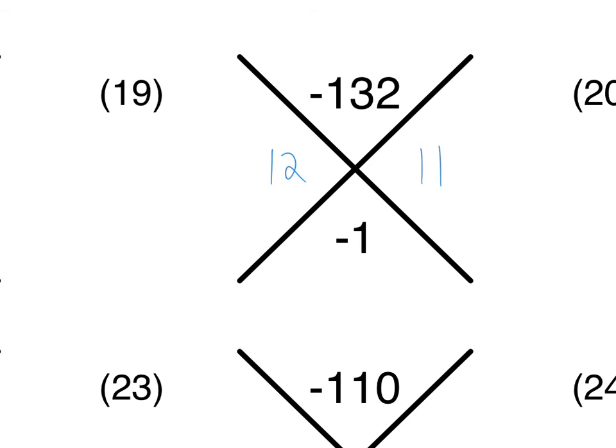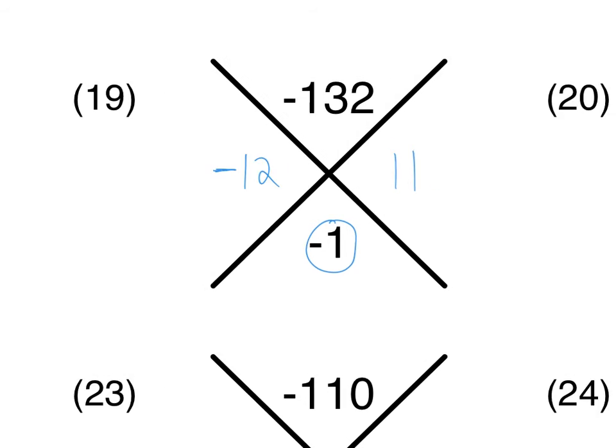And then which number should be negative? Well, 12 or 11 should be negative. The bottom number should match the bigger number, which is going to be negative 12. So we're going to get negative 12 times 11 equals negative 132. If you got that one, way to go. That was kind of a tricky one.